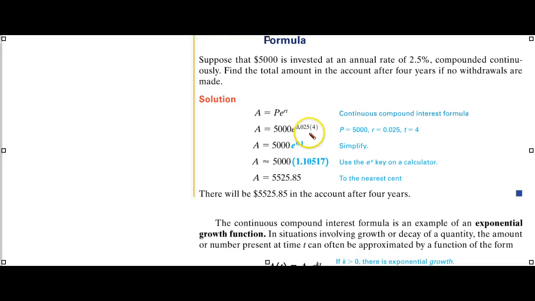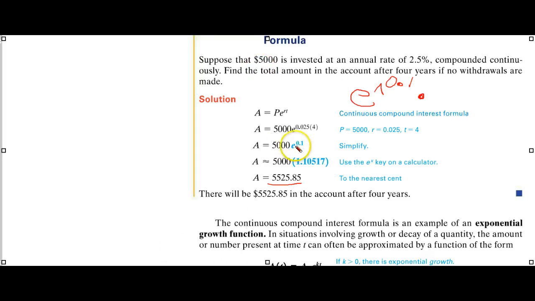saving account rates and things. But there it is. And then when you do this multiplication, it comes out 0.9. So you put in your calculator the letter E, caret, and then you type in 0.1 and leave that in your calculator, and then just go times 5,000 and you get this. If you have your calculator, I'd like you to try this. I did it on mine and it worked out very well.